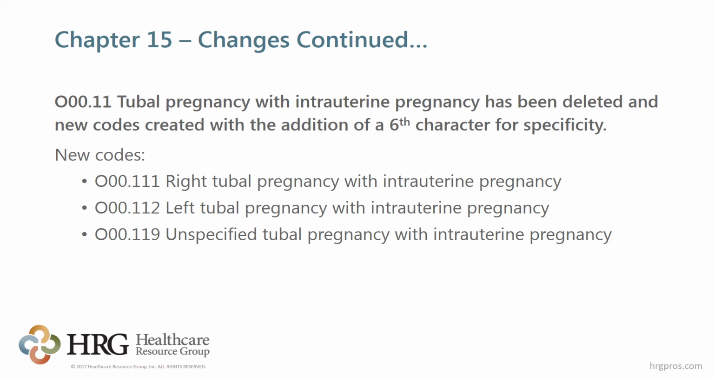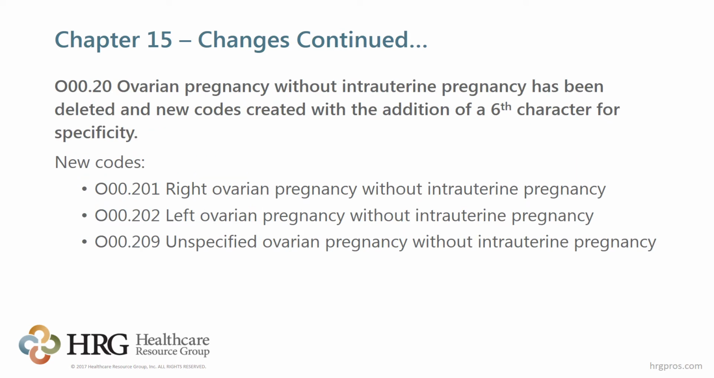The same changes occurred to the code for tubal pregnancy with intrauterine pregnancy, where the less specified code was deleted, and 3 new codes were added to show which tube, again, was affected. The next change covers ovarian pregnancy without intrauterine pregnancy, where that code was deleted, and 3 new codes were added to show which ovary was affected.